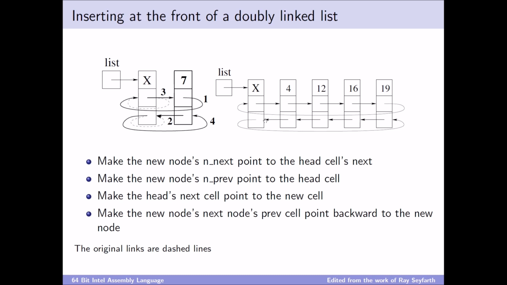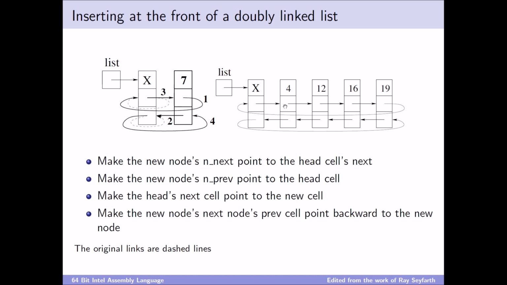So it just points back to the head node. Now, there are two links still missing in this situation: we don't have the link from the head to the 4, and we don't have a link from 12 to 4. To achieve that, we have to make the head's next cell point to the new cell. That's very straightforward. We simply add that link.